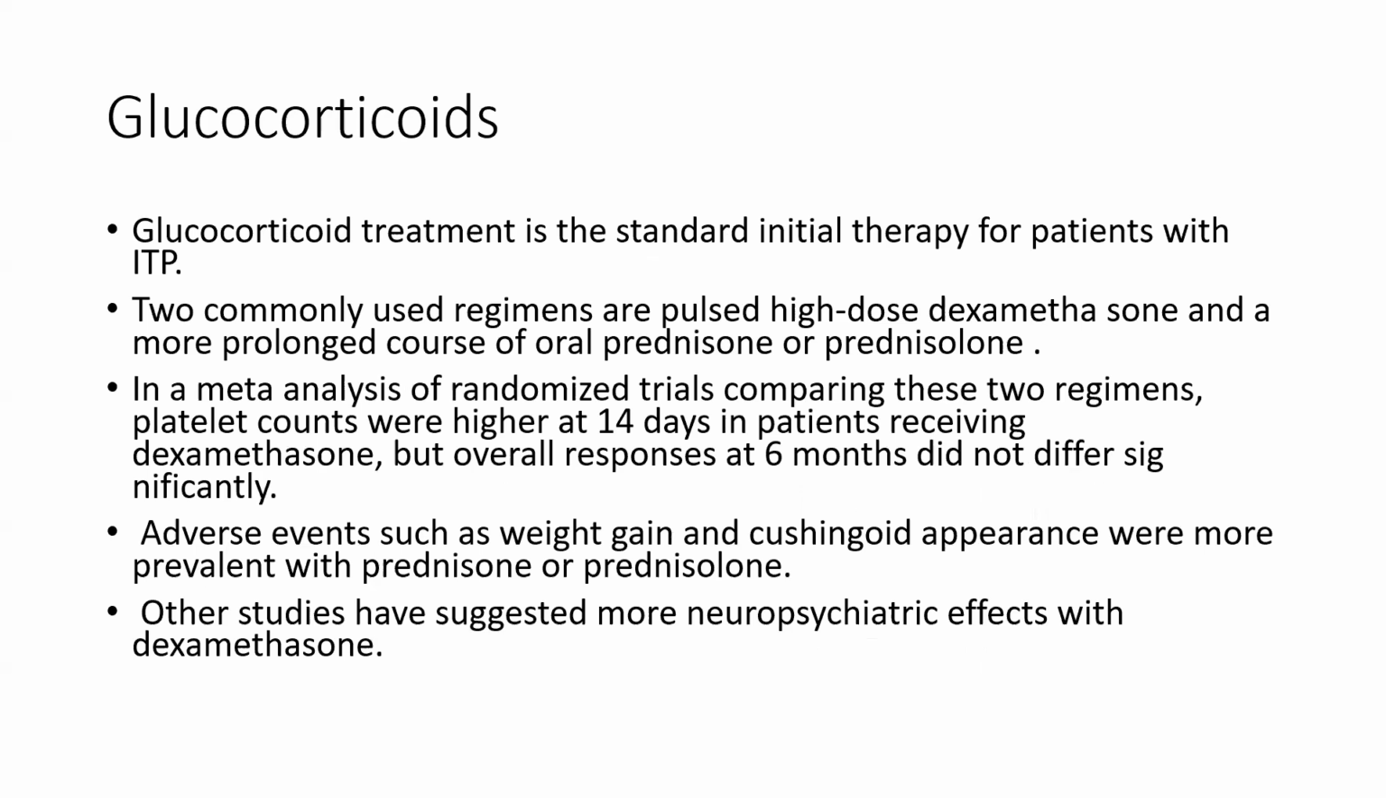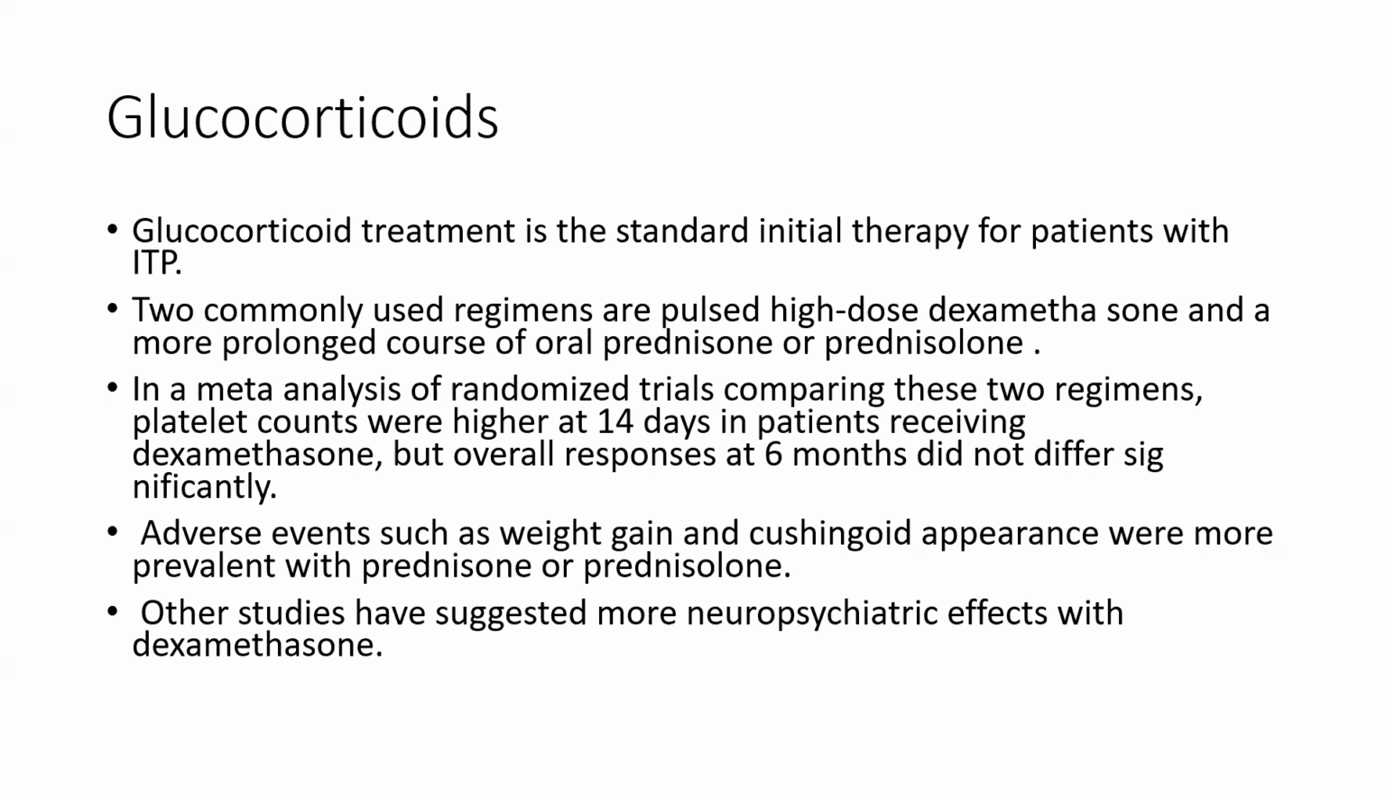About glucocorticoid, glucocorticoid treatment is the standard of initial therapy for patients with ITP. Two commonly used regimens are pulse high dose dexamethasone or more prolonged course of oral prednisolone or prednisone. In meta-analysis of randomized control trial comparing these two regimens, platelet counts were higher at 14 days in patients receiving dexamethasone, but overall response at 6 months did not differ significantly.